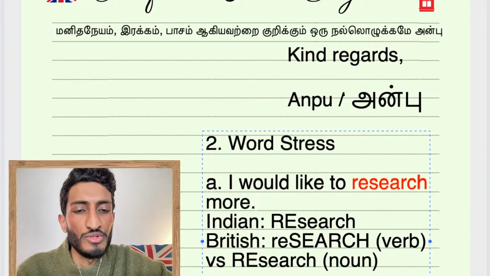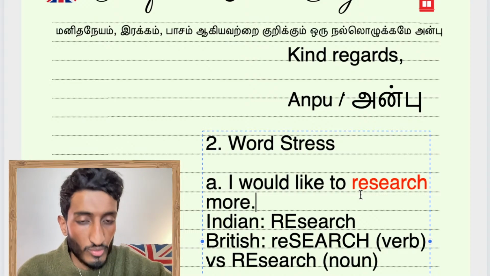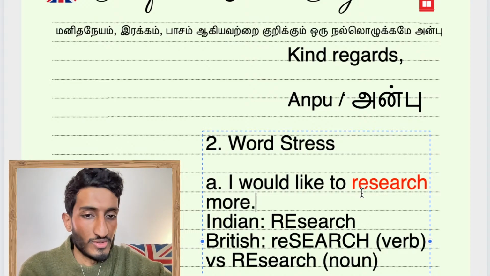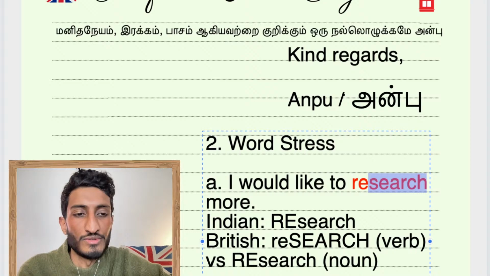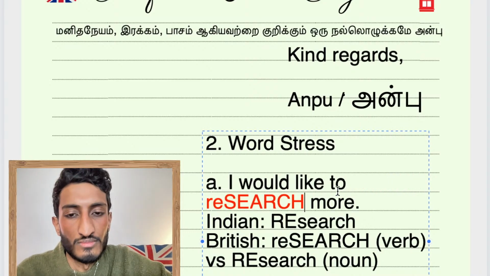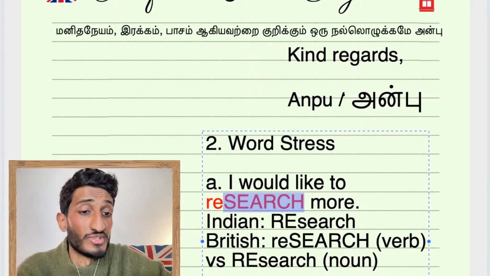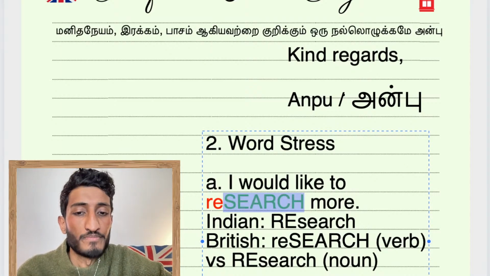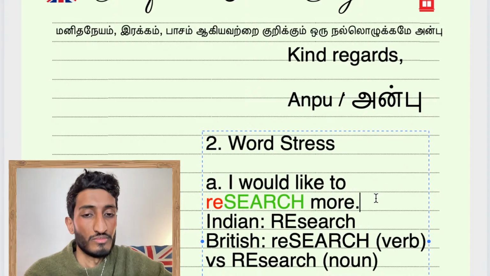Okay, but when you're using it as a verb, we say to research, right? So you have to put the emphasis on this bit in British English. So we would say research. I would like to research more.